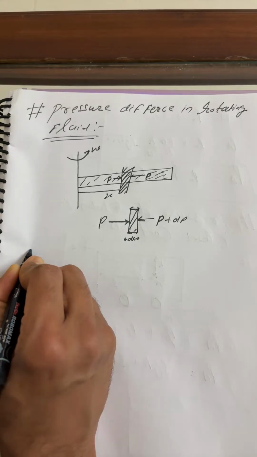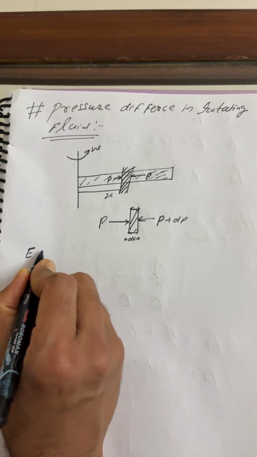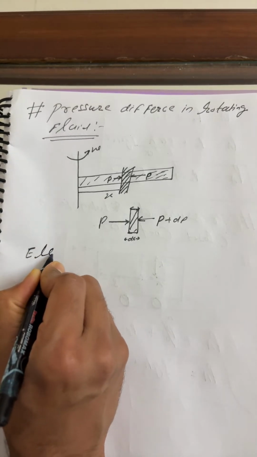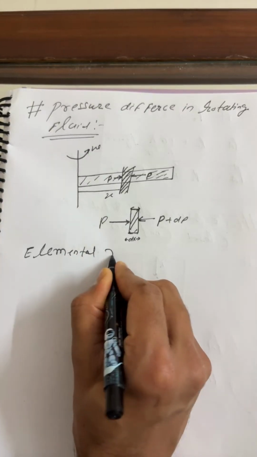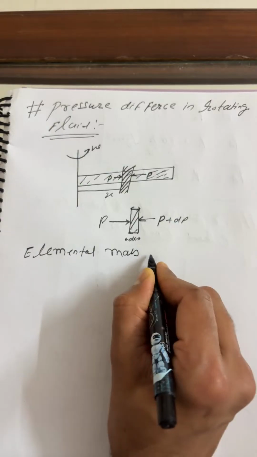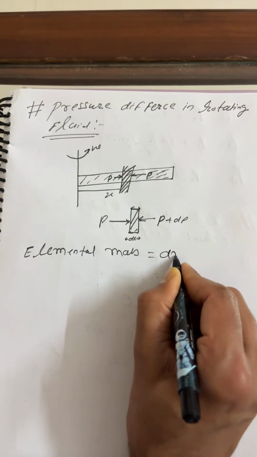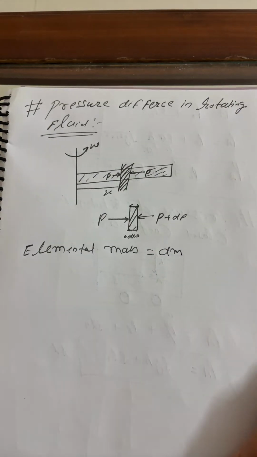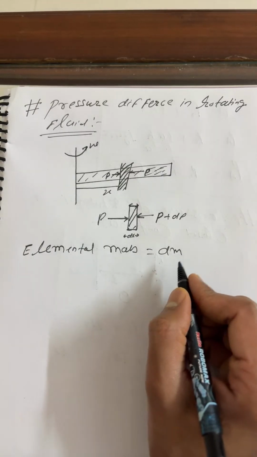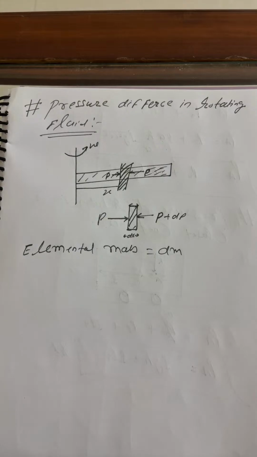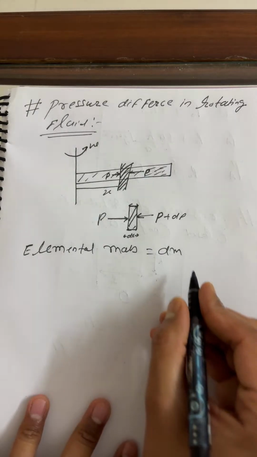What is the elemental mass? We must write the elemental mass, which is dm. I hope all of you know dm is mass. You can apply density into volume.